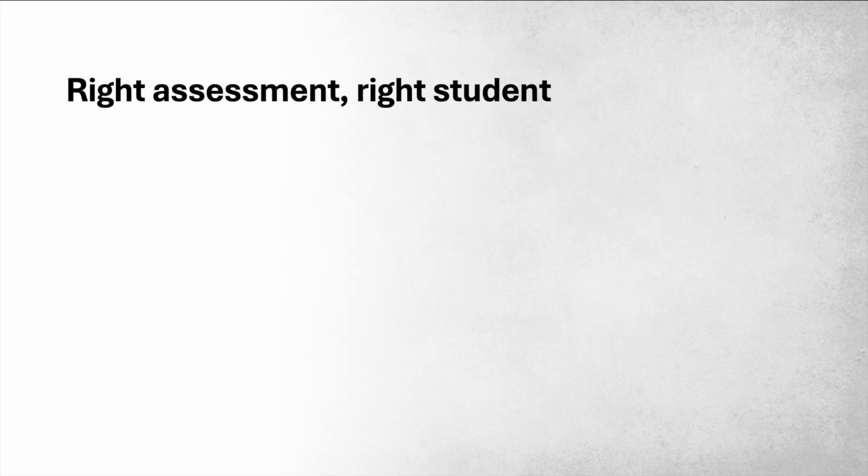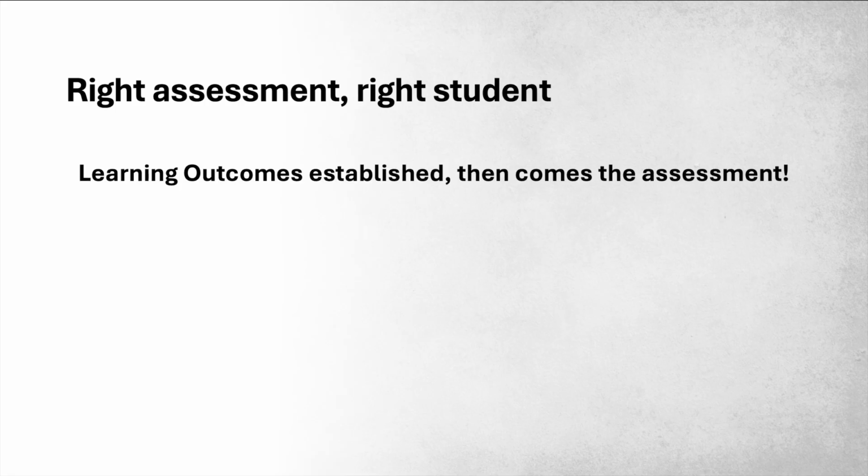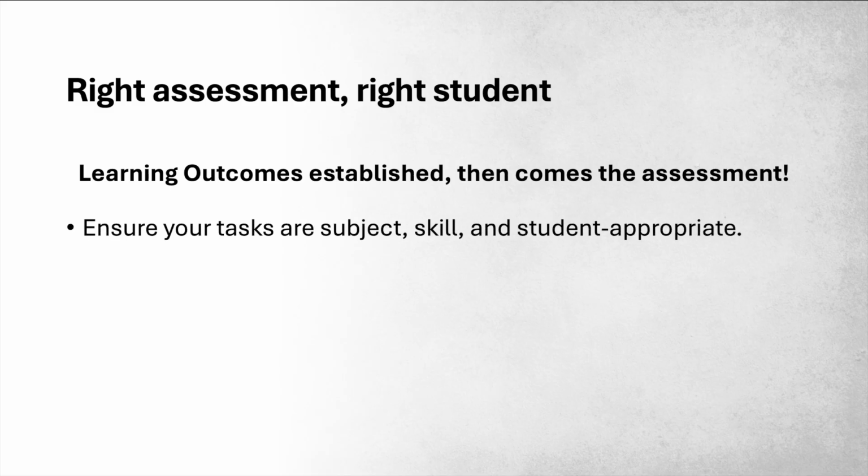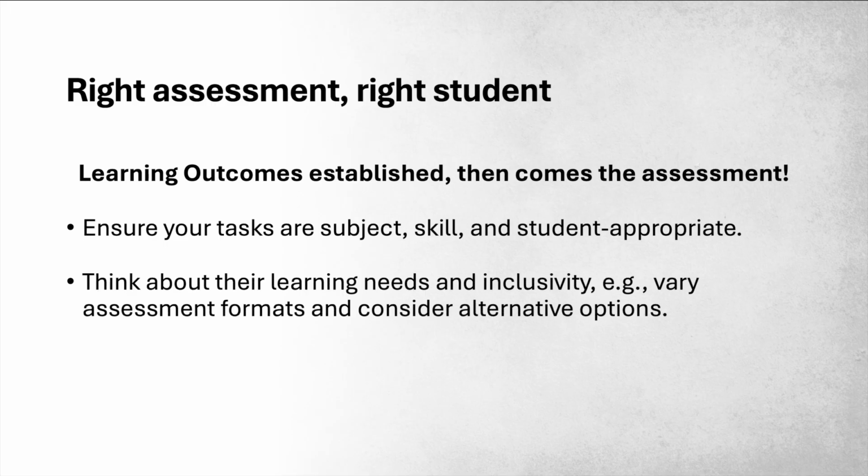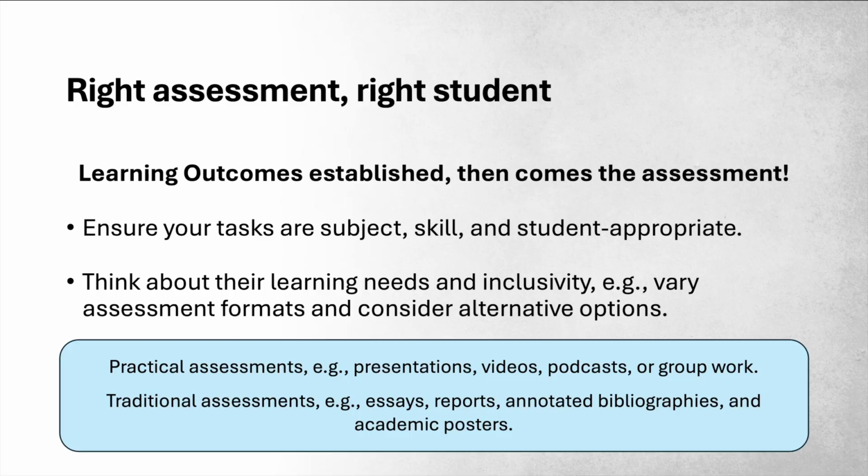Right assessment, right student. Once your learning outcomes are in place, the next step is choosing the right assessment. It's important to ensure each task is appropriate for the subject, the skills you want students to develop, and the students themselves. Think carefully about their learning needs and inclusivity. This might mean offering a variety of assessment formats or providing alternative approaches. These could include practical assessments such as presentations, videos, podcasts or group work, as well as more traditional forms like essays, reports, annotated bibliographies, or even academic posters.